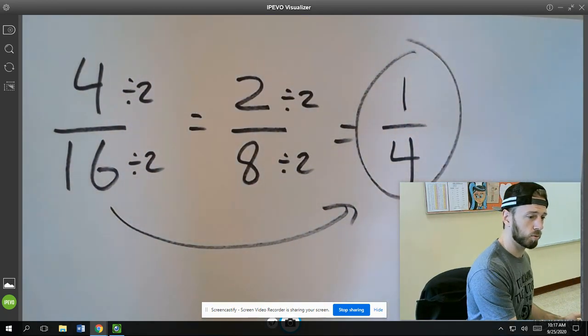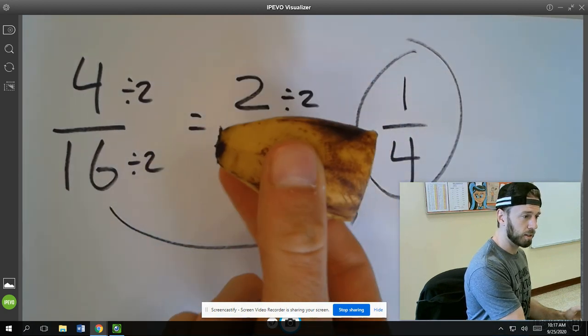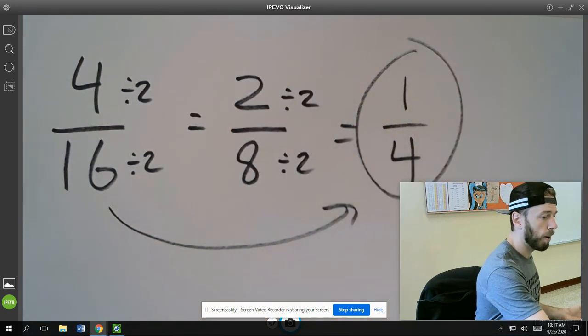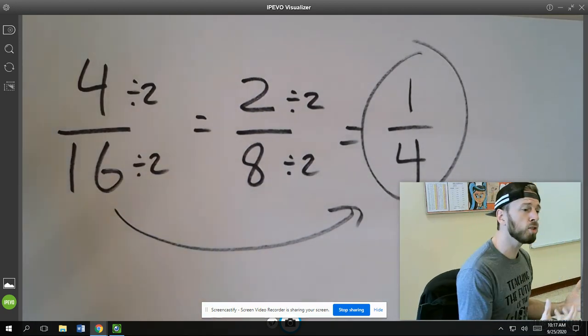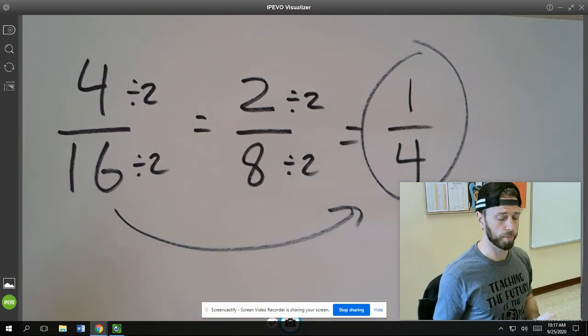1/4, again, which we did earlier, is just this big, right? 1/4 is this big. But when we're thinking about 4/16, it's not as easy to understand. So this is why simplifying fractions is so important.